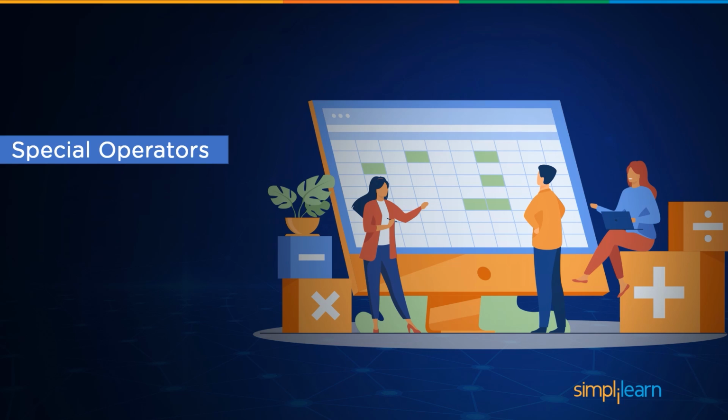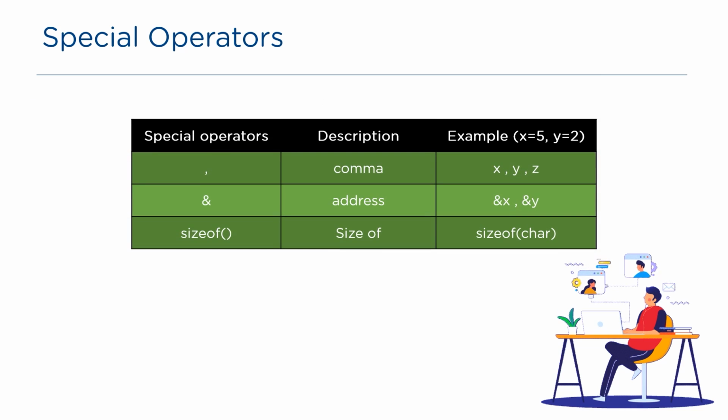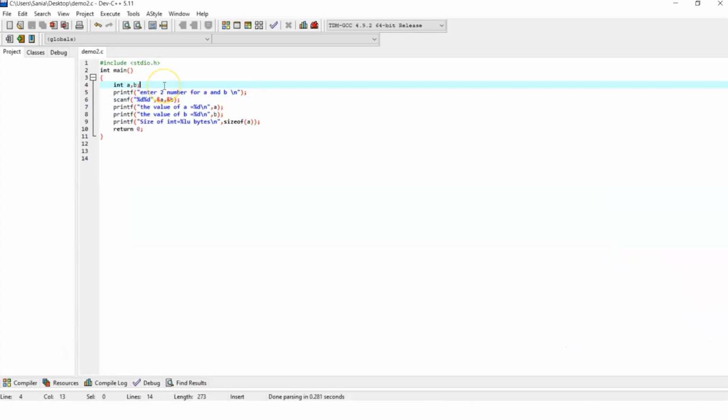Now let's see how this special operator works. Some special operators in C programming are comma, address and sizeof. Now let's execute the program using special operators. So in this particular program, a comma operator is used while declaring variables. Next, the symbol ampersand represents the address operator to fetch the memory address of a variable, and the sizeof operator is used to know the size of data types occupied in the memory.